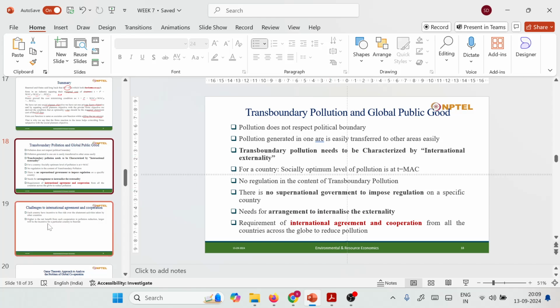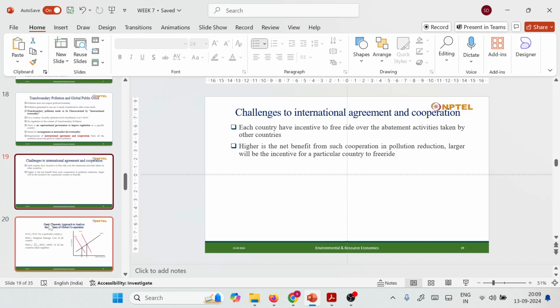So here there is a requirement of international cooperation and agreement. However, many times those countries tend to move away from the agreement and try to free ride.